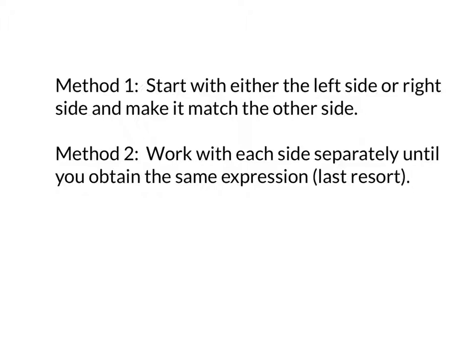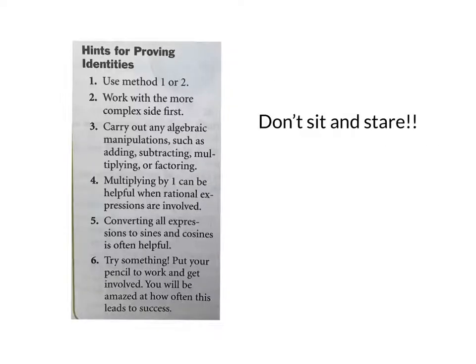However, there is a method two, which is work with each side separately until you obtain the same expression. That's the last resort. Working with both sides is the last resort. We want to work with one side as much as we can and make it look like the other side. However, if we can't do it, we'll work with both sides and see if we can make them both equal. But the bottom line is we want to show that one side of our identity is the same as the other side.